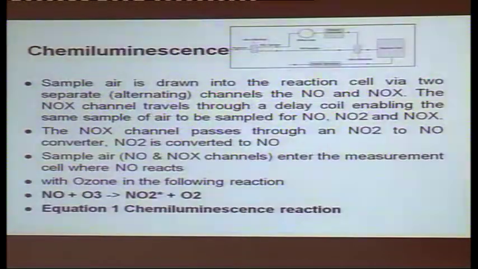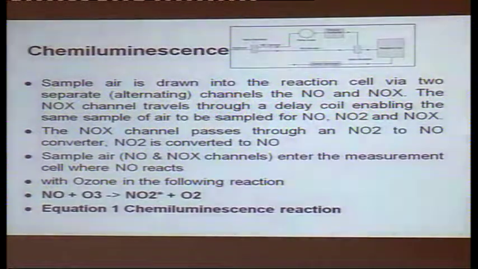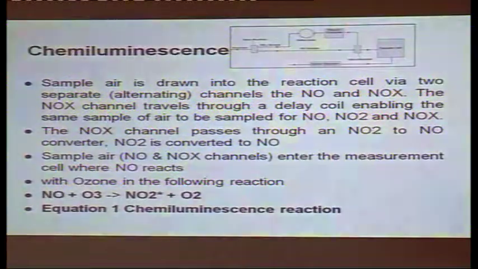Next. This is the chemiluminescence analyzer. The sample air is drawn through a reaction cell via 2 separate alternating channels, the NO and NOx. The NOx channel travels through the delay coil, enabling the same sample of air to be sampled for NO, NO2 and NOx. The NOx channel passes through an NO2 to NO converter, where NO2 is converted to NO. The sample air in the NO and NOx channels enters the measurement cell where NO reacts with ozone in the following reaction. NO reacts with the ozone and gives NO2. This is the equation of the chemical reaction. Next.